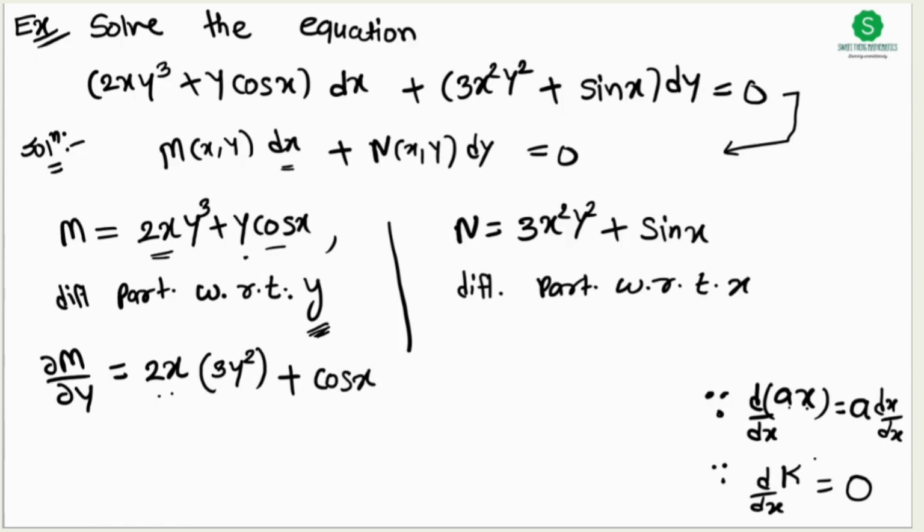And derivative of y with respect to y is 1. So we get derivative 6x y cube square into cos x. Let's suppose this is our equation number A.